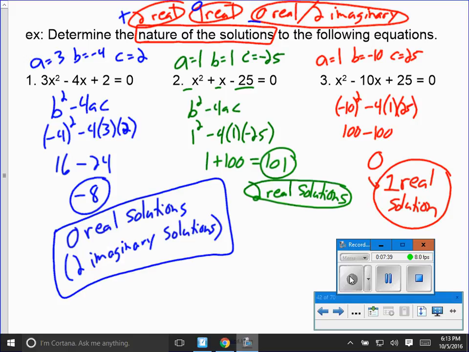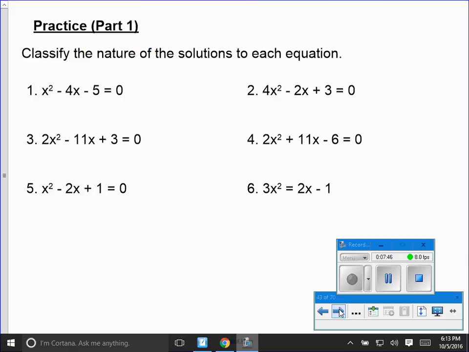So now you've seen how to do one of every type. You look at the worksheet you've got there, you should be able to do the first set now on your own. It says classify the nature of the solutions to each equation. So again, it means we don't have to solve these. Just have to say what kind of answers we're going to get if we did solve them. Is it two real? Is it two imaginary? Or is it one real?